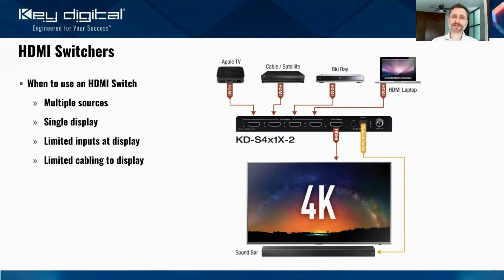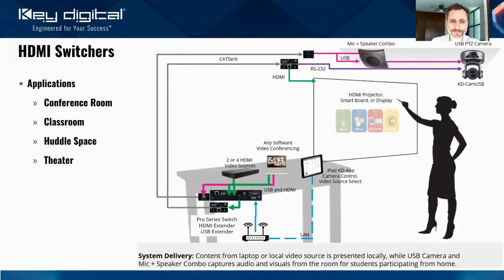Well, it's not only when there's multiple sources going to a single display, but it's also if you have limited inputs at the display, like a projector with maybe only 1 or 2 HDMI inputs, or if you have limited cabling at the display. For example, if you only have 1 HDMI cable or Cat6 wire going to that projector, you use the switcher on the front end to select between those 2 or 4 sources, sending that selected source to that display or projector over that single wire. It makes it ideal for conference rooms, classrooms, huddle spaces.